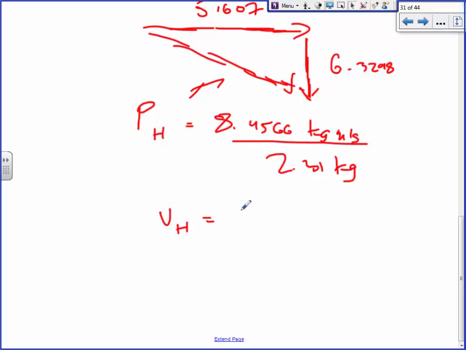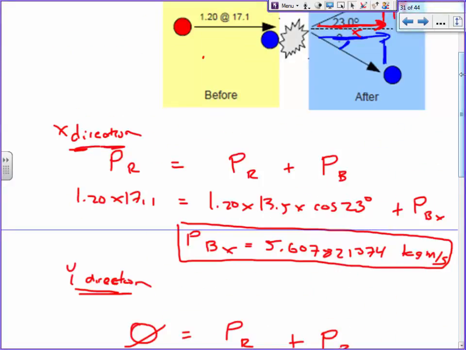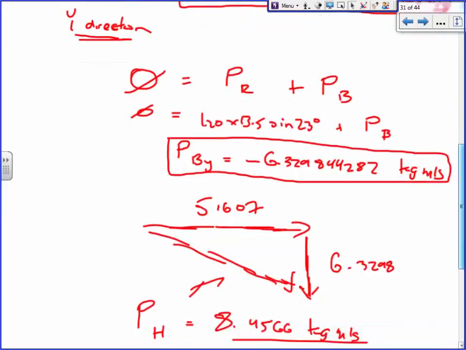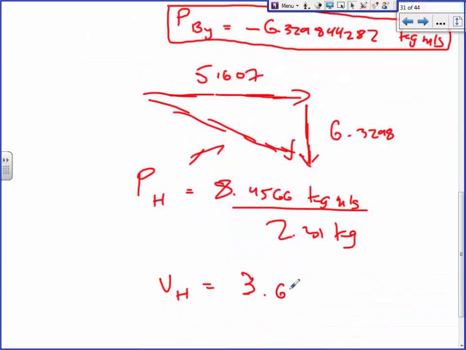So I've got a velocity of 3.66. You get 3.66? Yeah, it looks like it. Okay, so 3.66 meters per second. And one more thing. There's a good chance that if they do this sort of thing, they'll make it a linked question. Part A, what's the magnitude of the velocity? Part B, what angle is it going at?